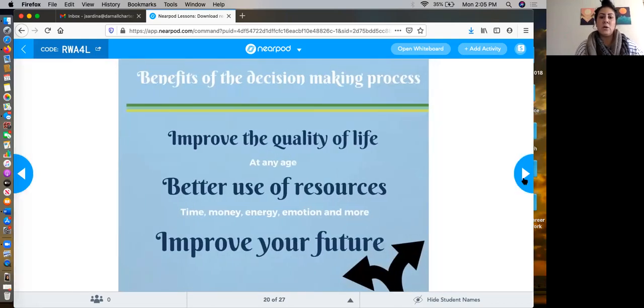So the benefits of a decision-making process, which all of us should start taking steps towards and using, is that it improves the quality of life at any age, which is why I'm introducing this topic to you guys. Because in middle school, you're young adults, you're growing up, and you're going to transition into high school pretty soon. So this is something you should start having on your mind, how you make decisions for your future. Also, it's a better use of your resources, whether it's money, energy, emotion, and so much more beyond that. It will positively improve your future.